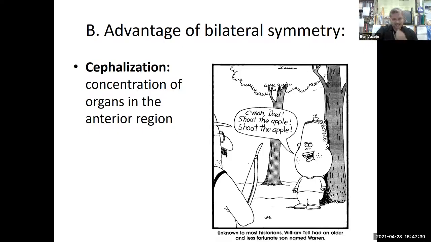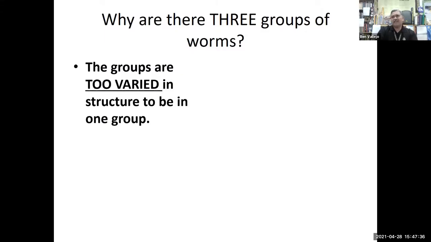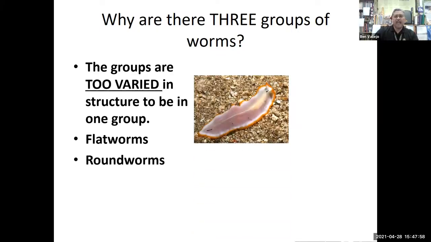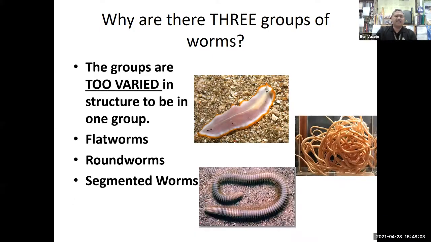Cephalization, okay. Now, worms seem to be insignificant, but they actually are not, and they are divided up into three major groups. And those major groups, well, why even three major groups? Well, these groups are too varied in structure to be in one group. So we have the flatworms, we have the roundworms, and then we have the segmented worms like an earthworm. Okay, or in this case, this is a clamworm. Okay, so three different groups of worms.